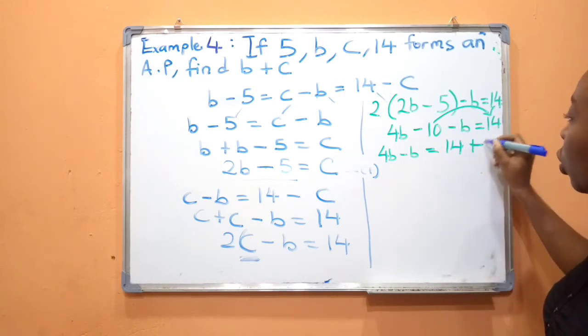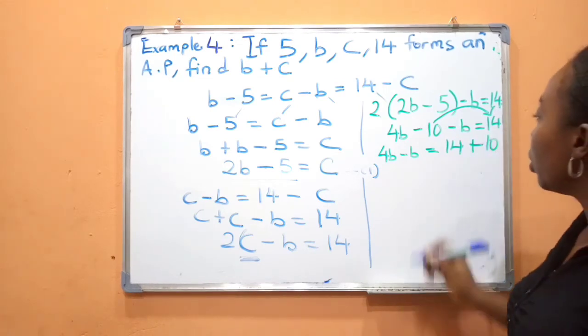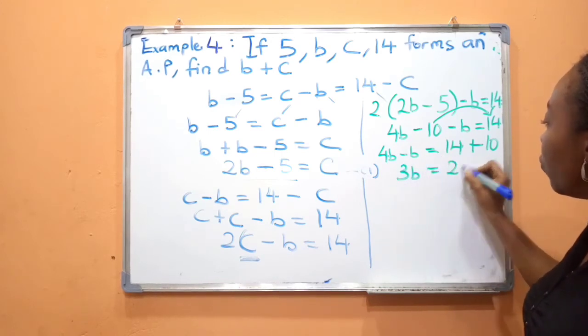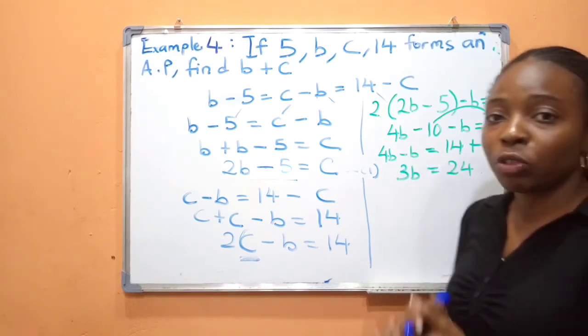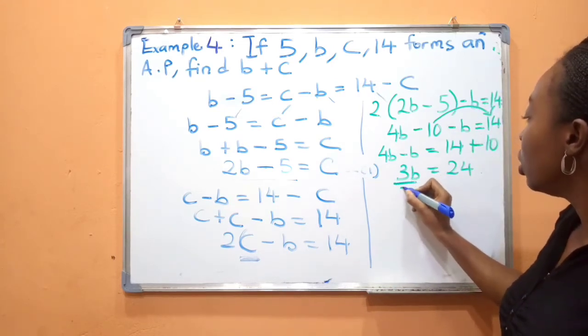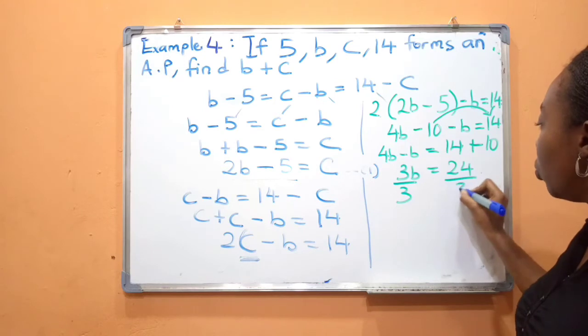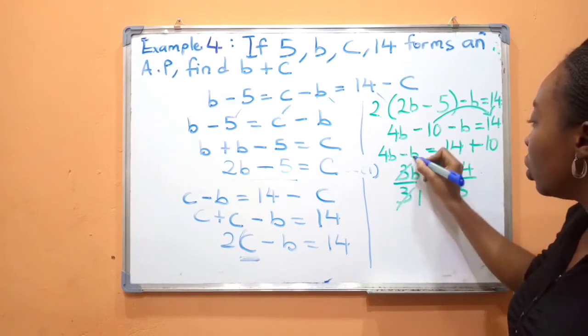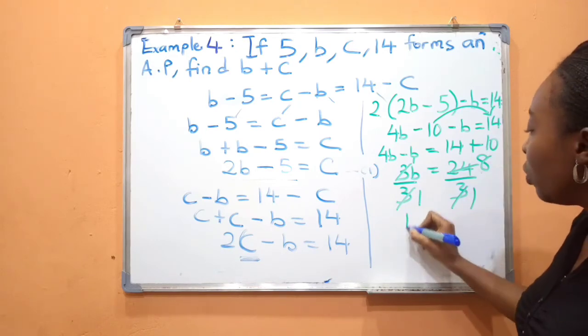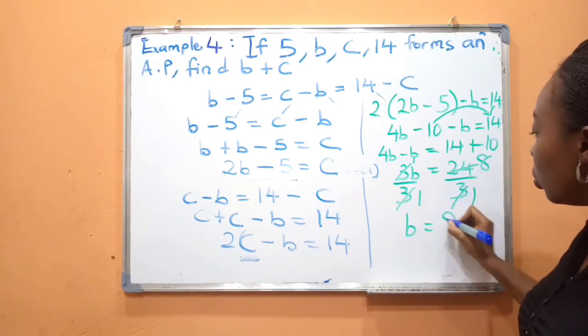We're going to have plus 10. So we're going to have 3b is equals to 24. And now that we have 3b is equals to 24, divide both sides by the coefficient of b. This is going to be 3 and this is going to be 3. 3 goes here 1, 3 goes here 1, 3 goes here 1, 3 goes here 8. So the value of b is equals to 8.